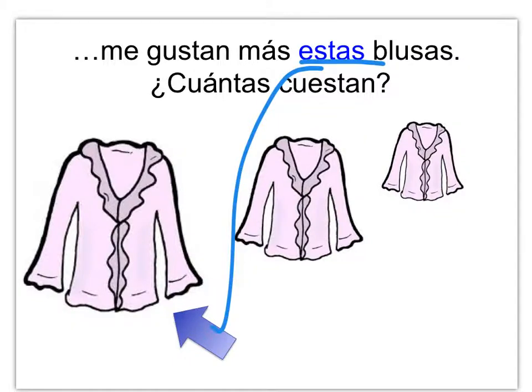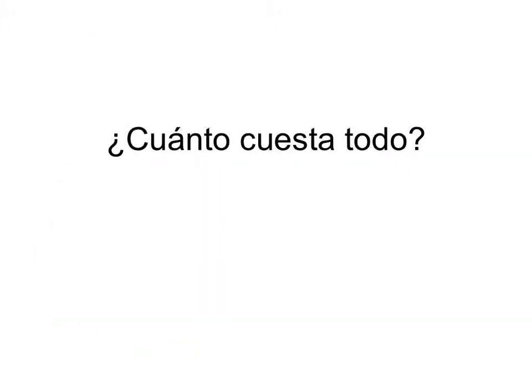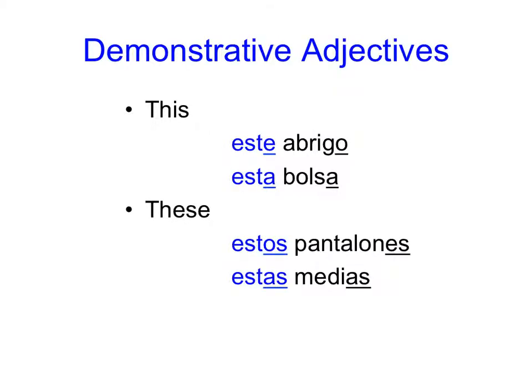That and those don't. Estas blusas cuestan $45. So estas, plural feminine, blusas, plural feminine. Estas means what again? These. This and these are the ones with T's. So, ¿cuánto cuesta todo? Mucho dinero. No me importa. Okay, so this and these have T's. Este, esta, estos, estas.